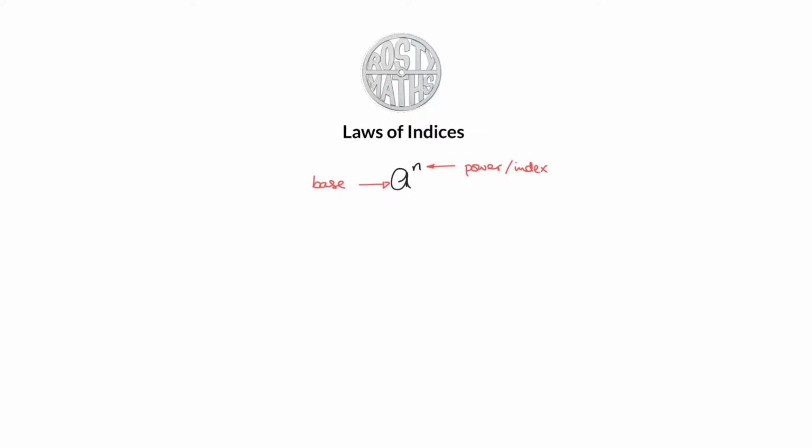Now the laws of indices are as follows. Here are the laws, so let's talk about them. If the base is the same and you're multiplying, just rewrite the base and add the powers. So take that power and add it to that power. And I'll tell you why that is right now.